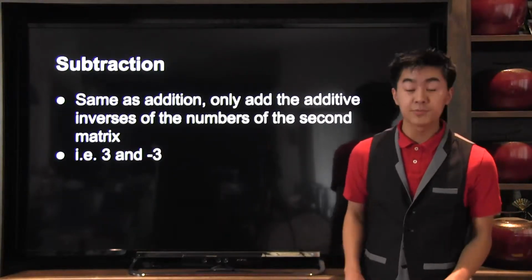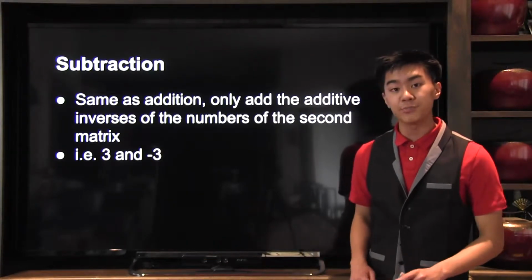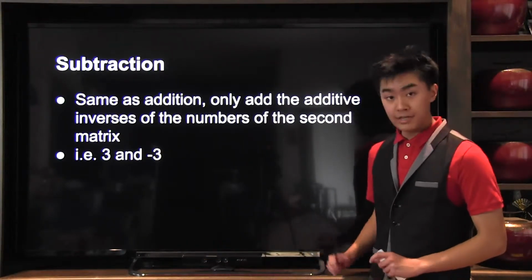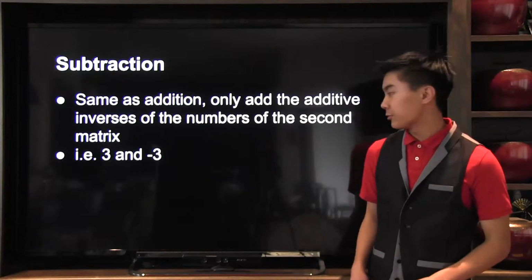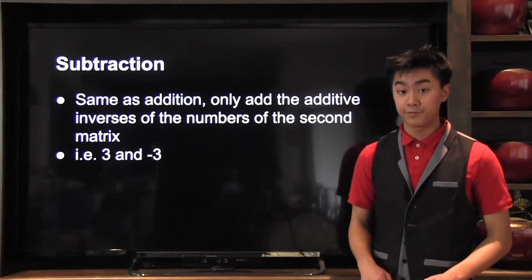Now, subtraction. Subtraction is very similar to addition, only rather than adding the numbers, you simply add the additive inverse of the second matrix. So it's very simple. Simply, if there was a 3 in the second matrix, you would add negative 3 to the number in the first matrix.